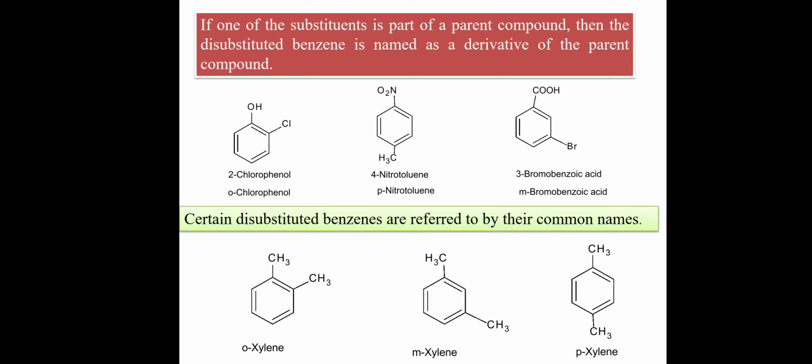In the next, these two substituents are at the para position or the 1,4 position. The para position is nothing but the 1,4 position. Hence, the name of the compound is para-xylene. In this way, we discussed the nomenclature of aromatic hydrocarbons. Okay, thank you.